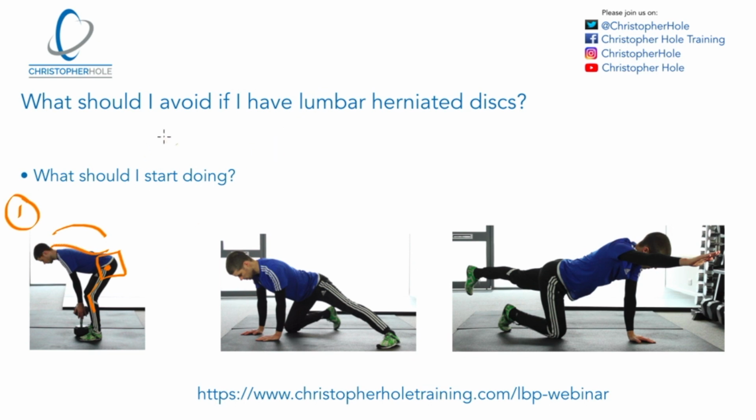Because if we go back to the disc, we've got the front here and we've got the back here. Every time we round our back, we are pushing that jelly-like fluid towards the back. When we keep it in this neutral posture, it's then being spread equally all the way around. So it's not being pushed in any one direction more than the other. It's being evenly distributed around, hence it then has the greatest chance of staying in the middle as a healthy disc.